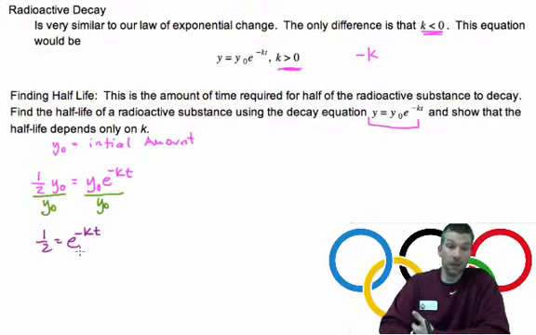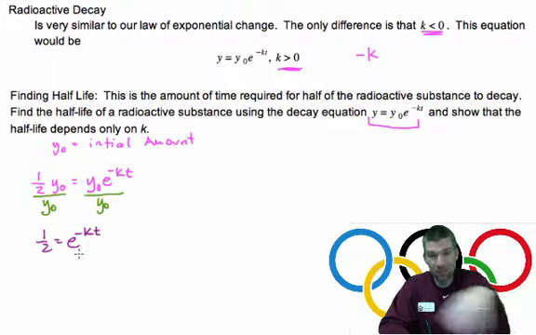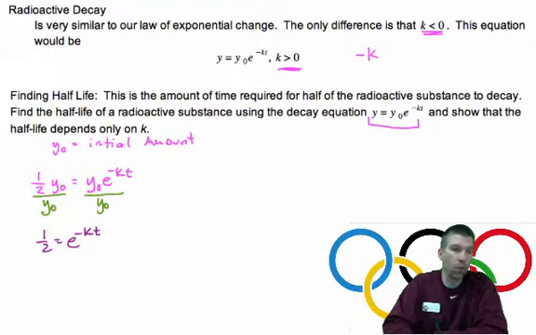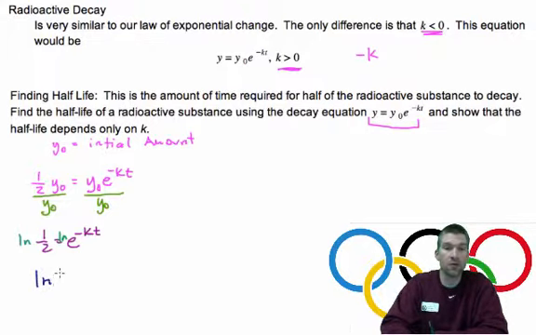Okay? Not bad, not bad. But I've got this whole exponential issue going on. So one of the cool tricks that we can use is you can take a natural log of both sides. And when I take a natural log of e, it undoes itself and leaves me with just kt. When I take the natural log of 1/2, I get natural log of 1/2. So natural log of 1/2 is equal to negative kt.